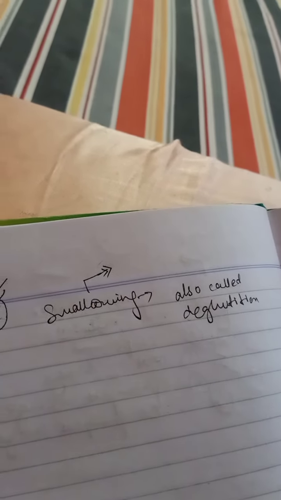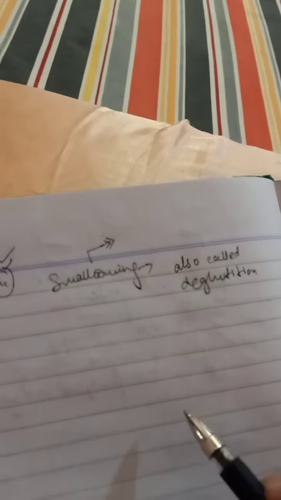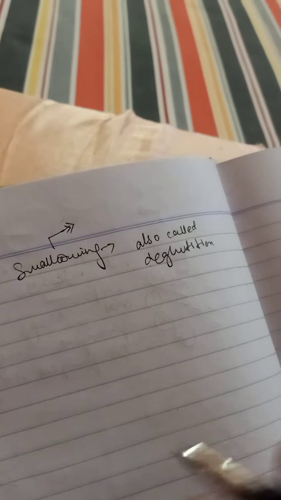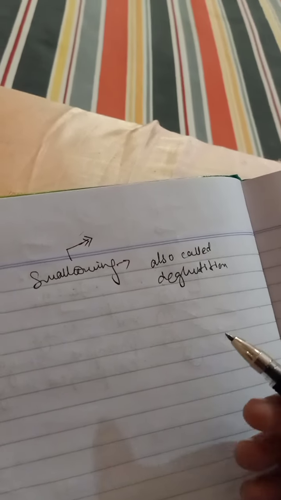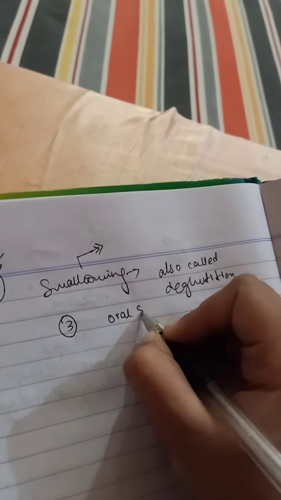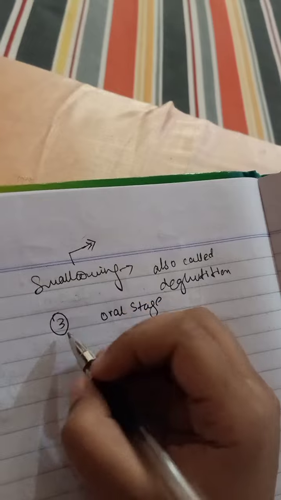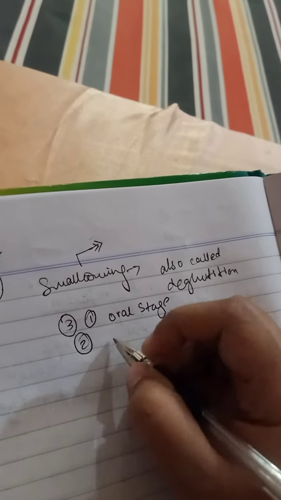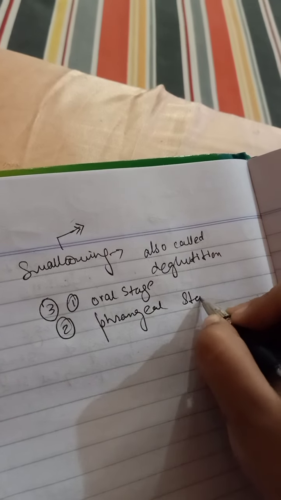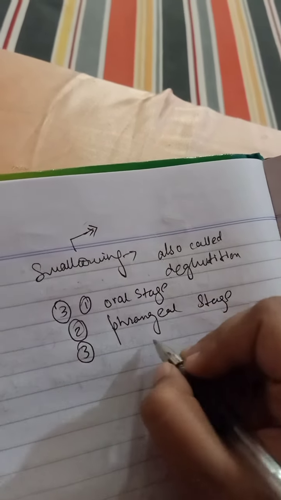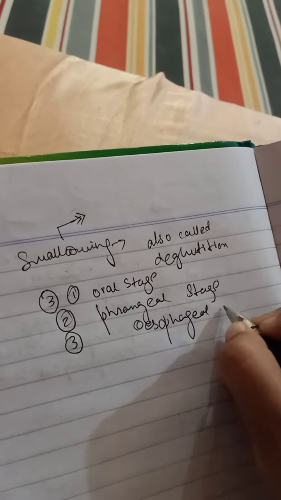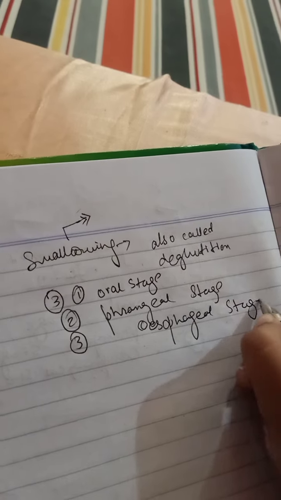Okay, so in the human body this is a process, and in mammals as well, and in every animal. In humans we have three stages: the oral stage, second the pharyngeal stage, and third the esophageal stage. One by one we'll be talking about each of them.